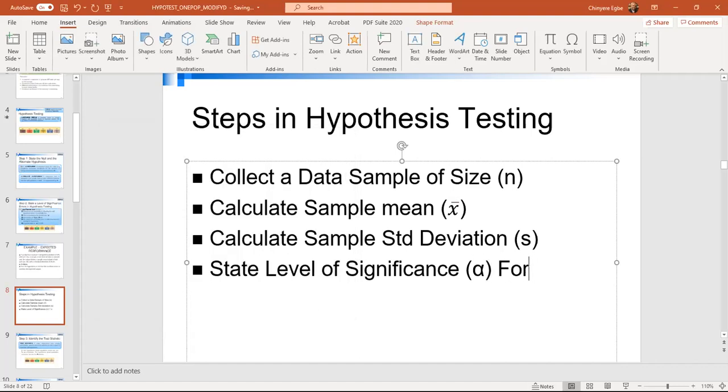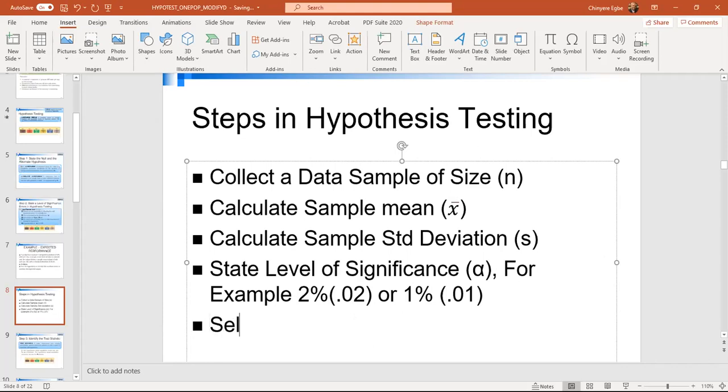For example, 2%, 0.02, or 1%, 0.01, or anything, okay? These are examples.